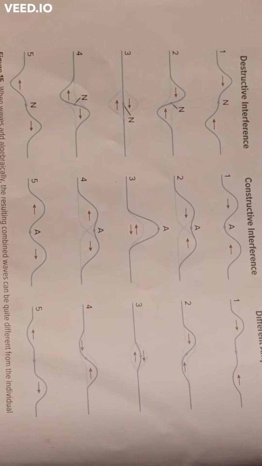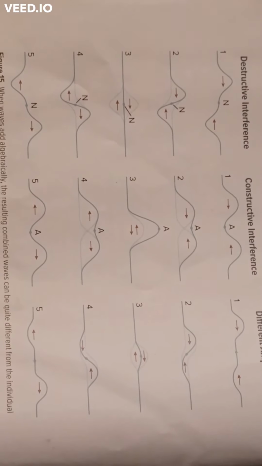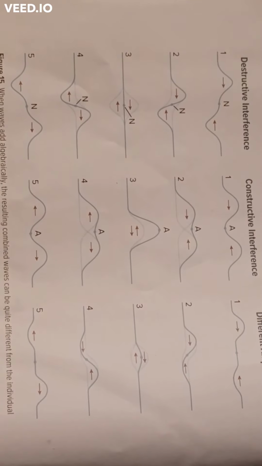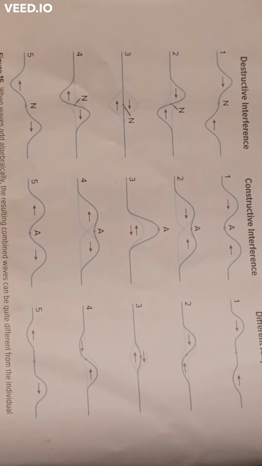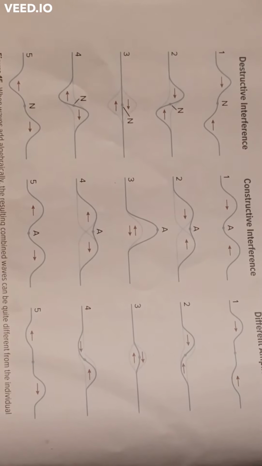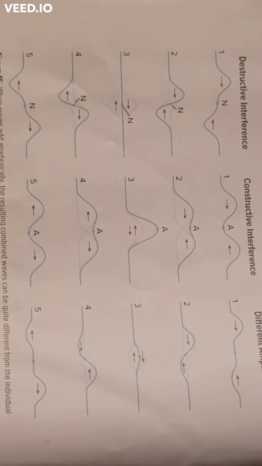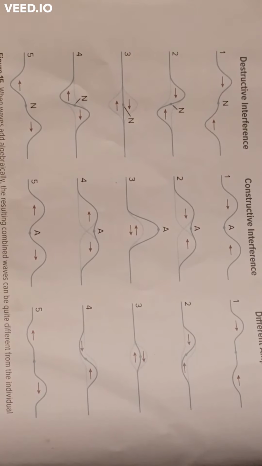Constructive interference occurs when wave displacements are in the same direction. The result is a wave that has an amplitude greater than those of the individual waves. A larger pulse appears at point A. When two waves meet, point A has the largest displacement and it's called the antinode.